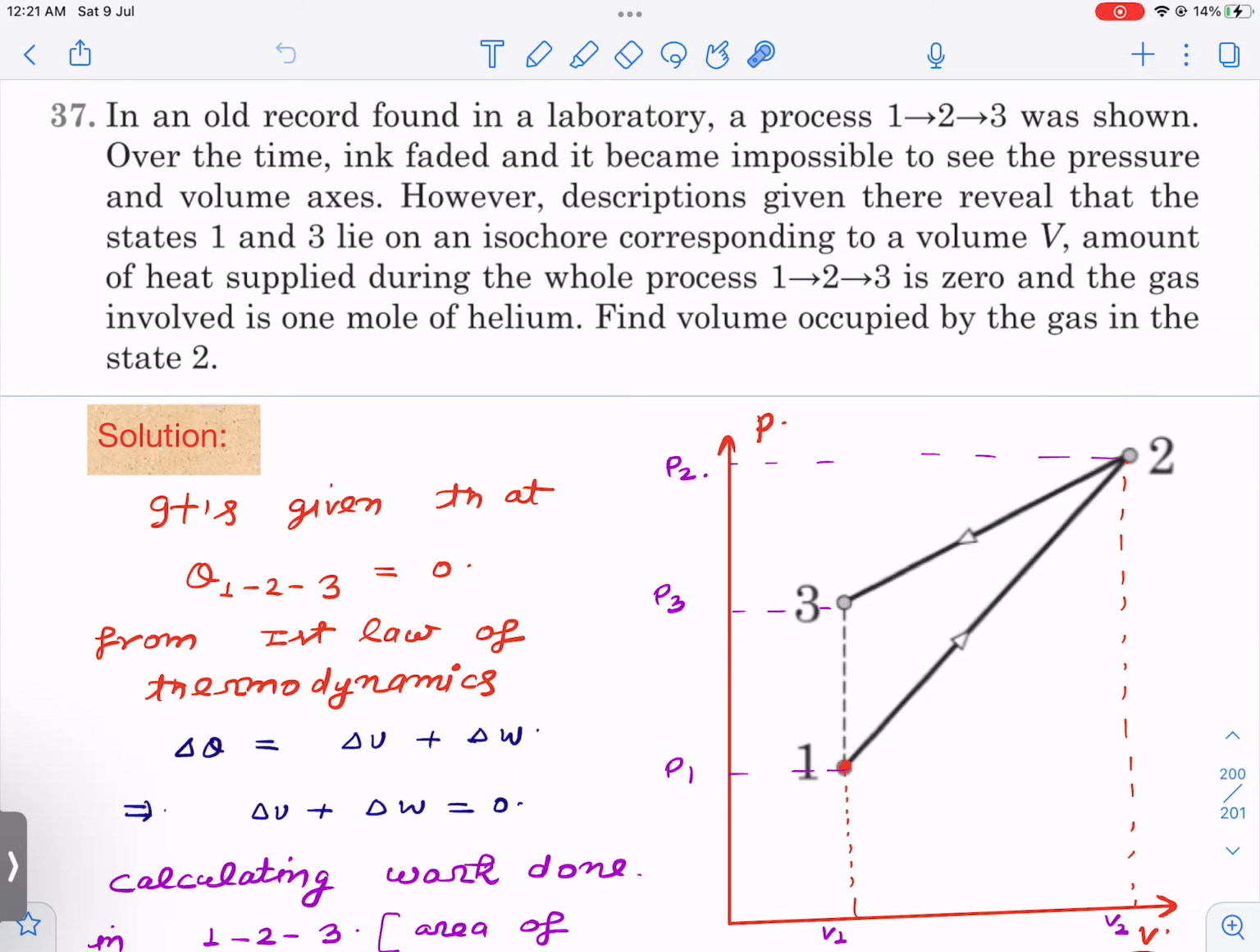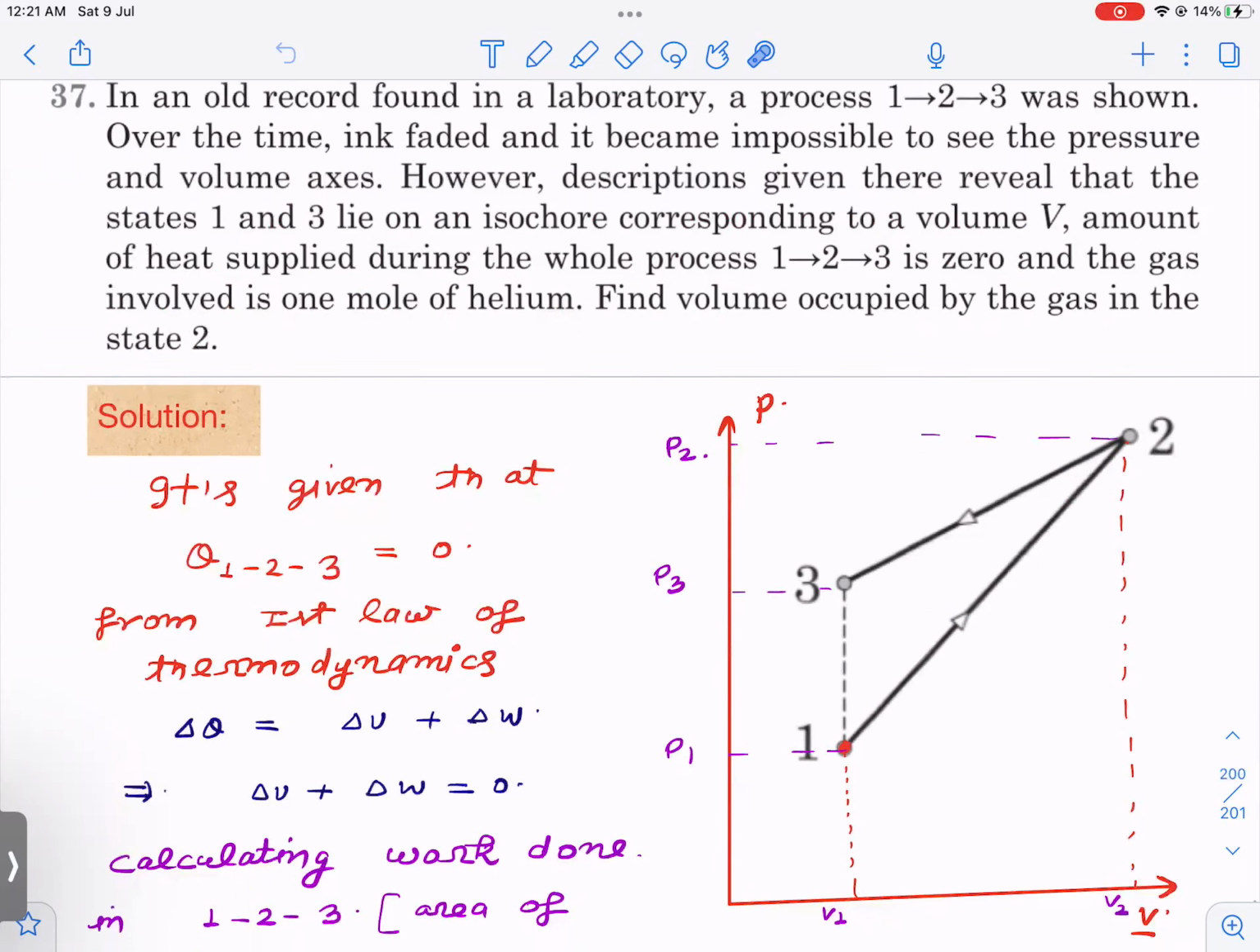However, the descriptions given reveal that states 1 and 3 lie on an isochore corresponding to volume V, which I've written as V1. The amount of heat supplied during the whole process 1, 2, 3 is 0. And the gas involved is 1 mole of helium. We have to find the volume occupied by the gas in state 2. So we have to find out the volume here.